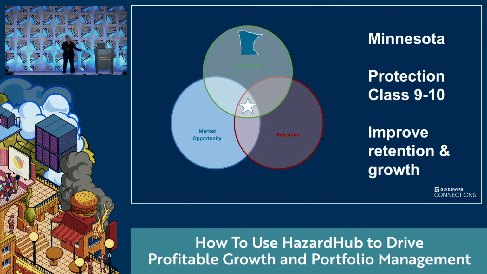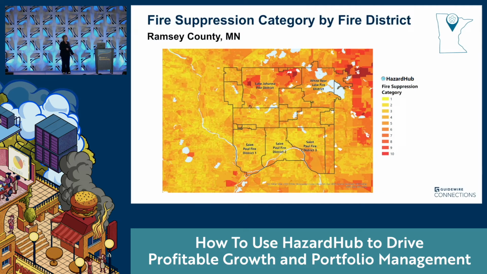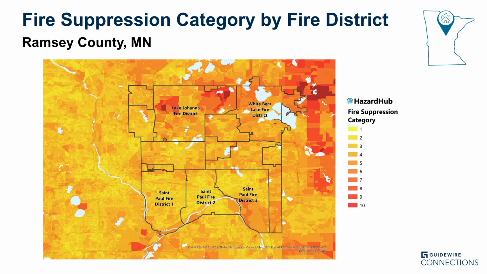Today, if I were to be faced with this same problem, I would use HazardHub. And I would use what we're calling a fire suppression score. So in this map here of Ramsey County in Minnesota, you can see fire districts surrounded by black lines. And within each of those fire districts, you can see a range of risk. The yellow is the low risk, and the bright red is the high risk. And that's based on their fire suppression capacity. And so any single district in here right now, you probably have to give them all the same rate. And you can see within each district, there's a large variety of rates that would be appropriate.